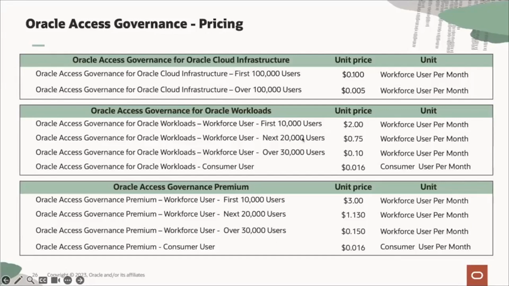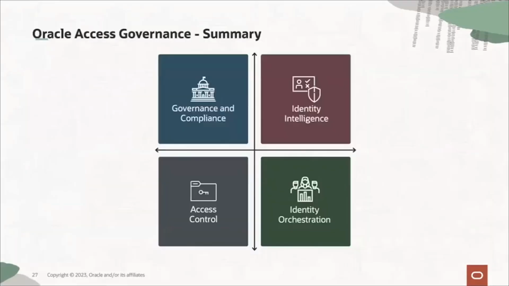And if it's for all Oracle workloads, which also includes OCI, for the first 10,000 users, it's just $2. The next 20,000 is going to be 75 cents. And over 30,000 users, it will be 10 cents per user. So the first tier will always be at this fixed price. And the higher the number of users, you would be paying less. So over 60,000 users, it will be even lesser. As I said, for consumer users, it's discounted. It's just 1.6 cents. With premium, the prices slightly increase, but with premium, you will be able to govern Oracle and non-Oracle workloads.